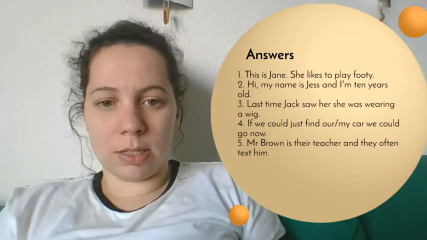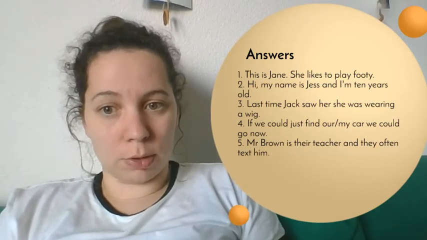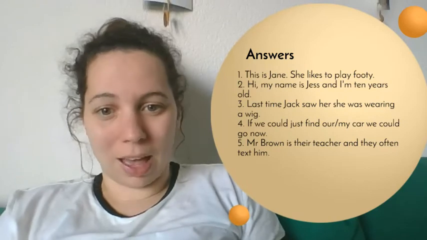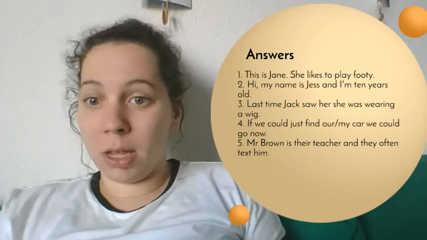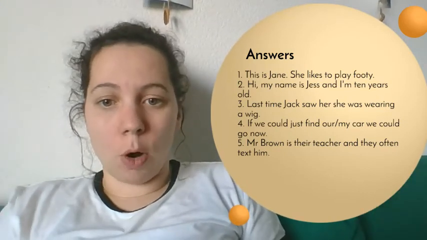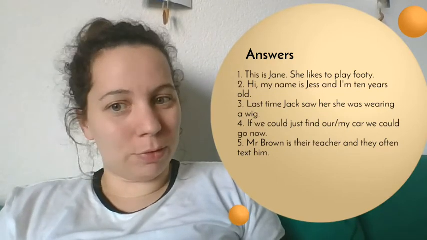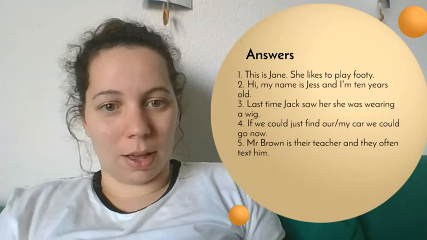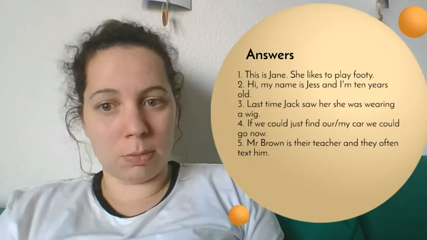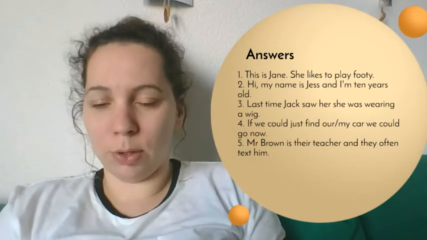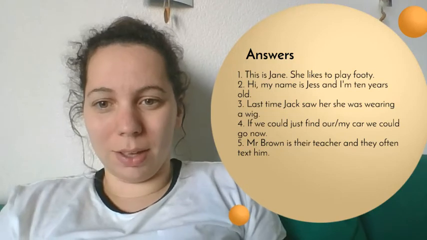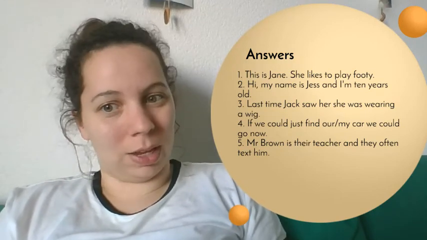Mr. Brown is their teacher. So there is a guy involved here, Mr. Brown, a he, and they, whoever they are, often text. And then a gap. So after the verb, in the object position, so they often text Mr. Brown, which means they often text him if we're using a personal pronoun. Okay, so that's the whole thing.